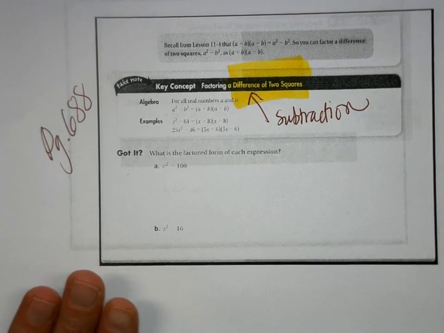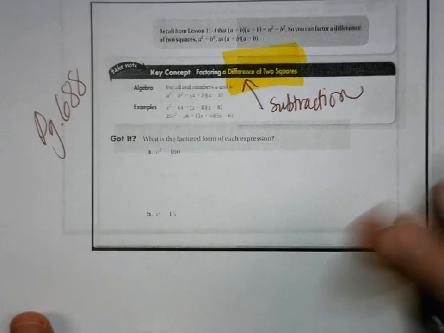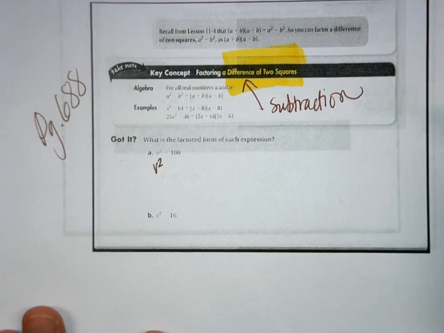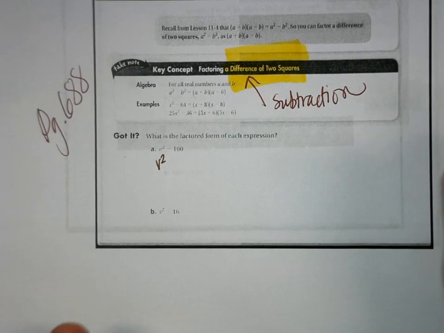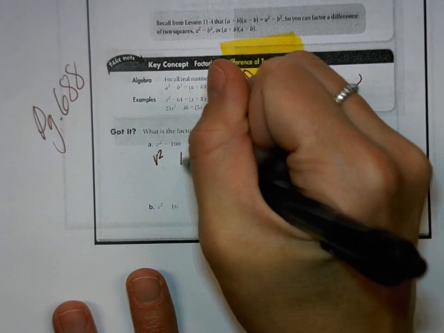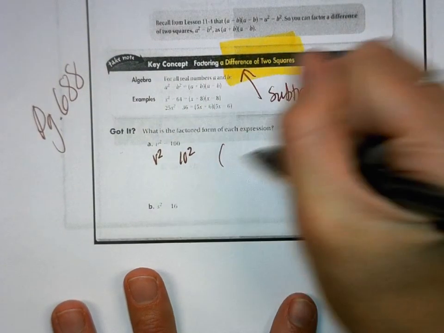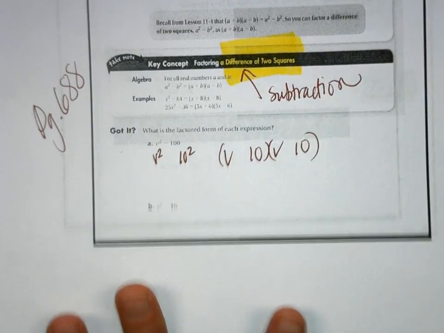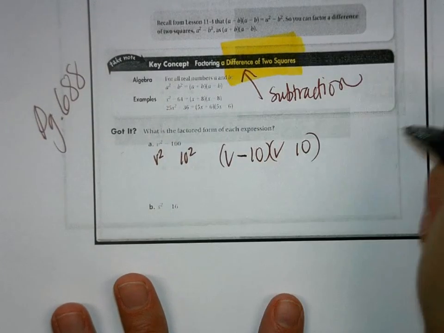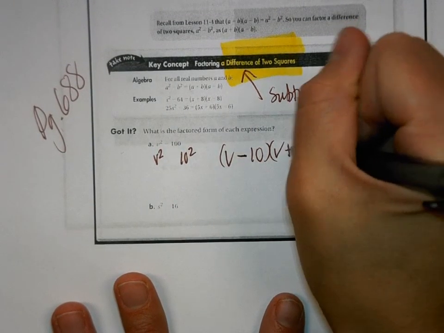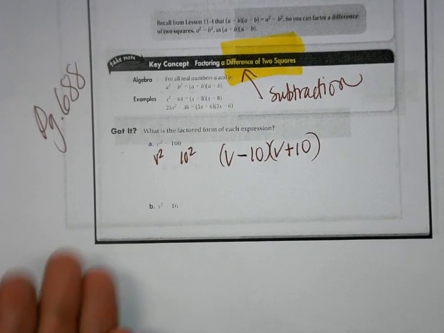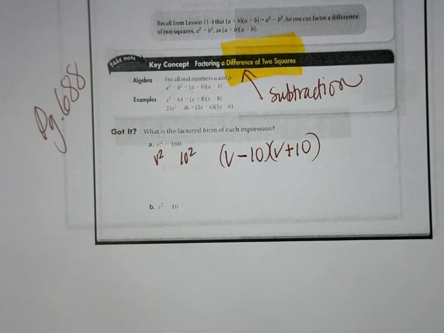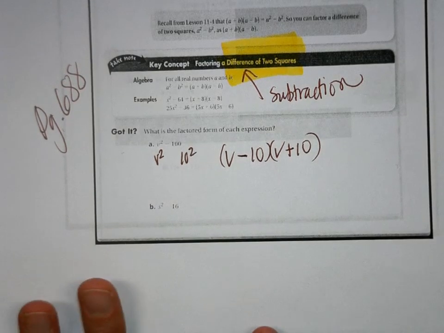Okay, so going down here to got it problem A, I need to first write these as squares. So we already have v squared. How do I write 100 as a square? 10 squared. Okay, so we make our two parentheses, we separate the v's, we separate the tens. One gets a minus and one gets a plus. It doesn't matter which one gets the minus, which one gets the plus. Remember, order of writing parentheses doesn't matter, okay, as long as you have both of them there. That's the answer. Yeah, this is it right here.